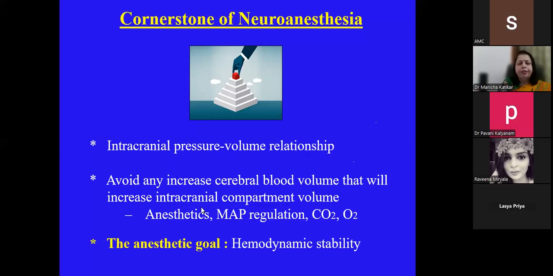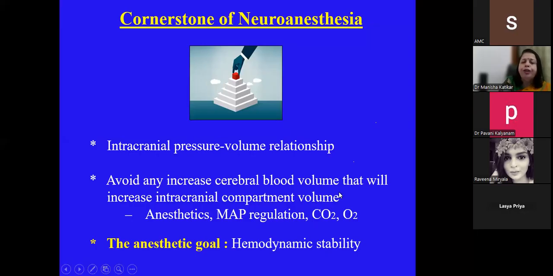So what is in our domain? We have our anesthetic drugs. Drugs like inhalational anesthetics can increase cerebral blood flow. We also have mean arterial pressure monitoring and regulation. We have to monitor mean arterial pressure very judiciously. And why? This is important. If there is hypertension, it will cause brain edema, and if there is hypotension, it will cause cerebral ischemia. So we need to monitor mean arterial pressure judiciously.